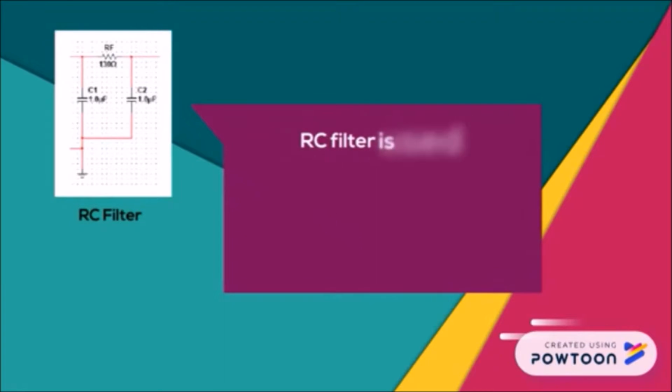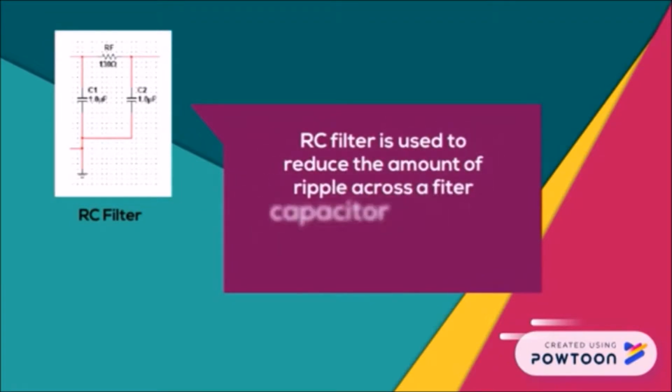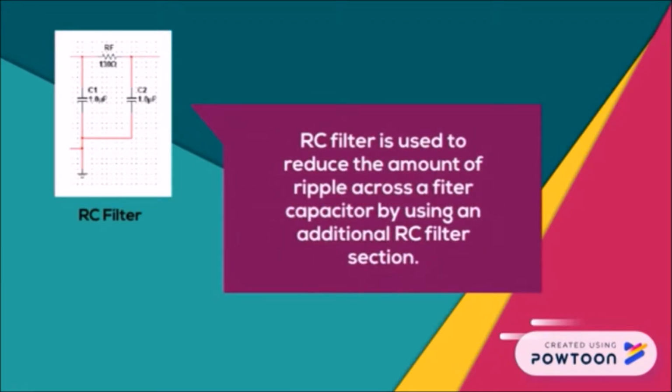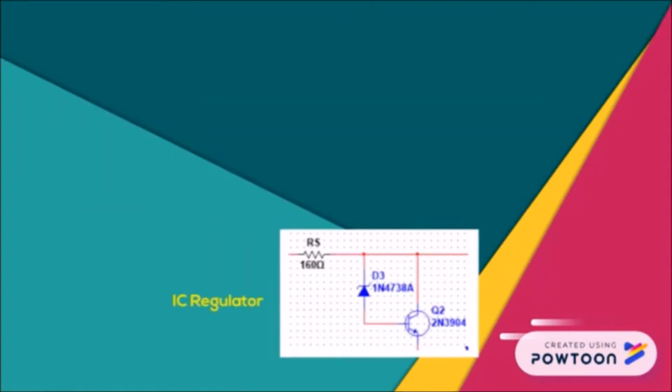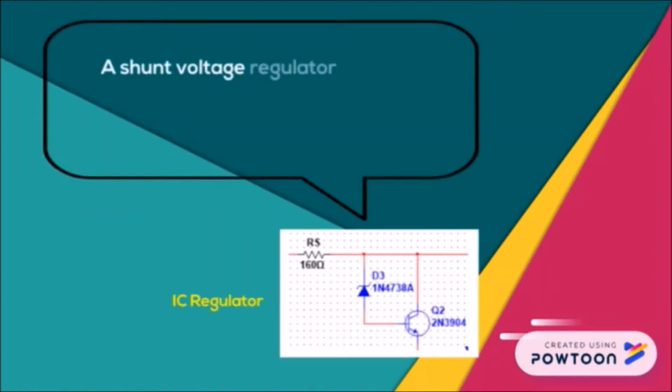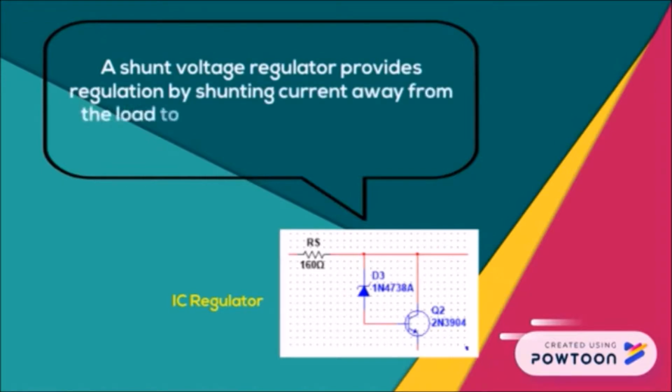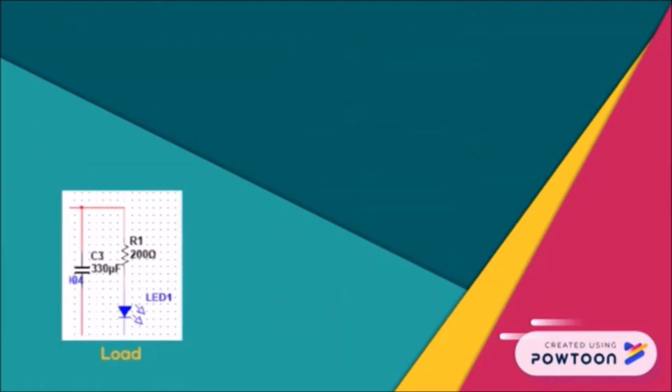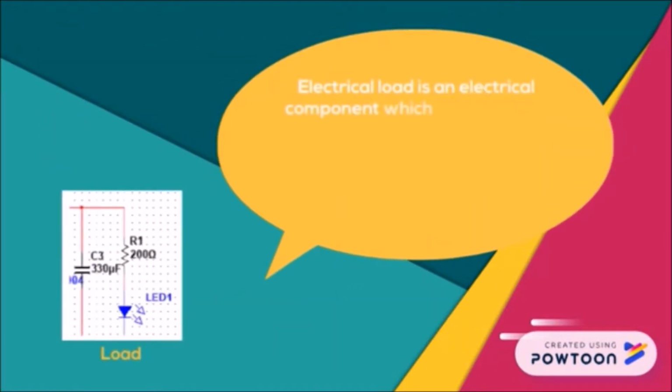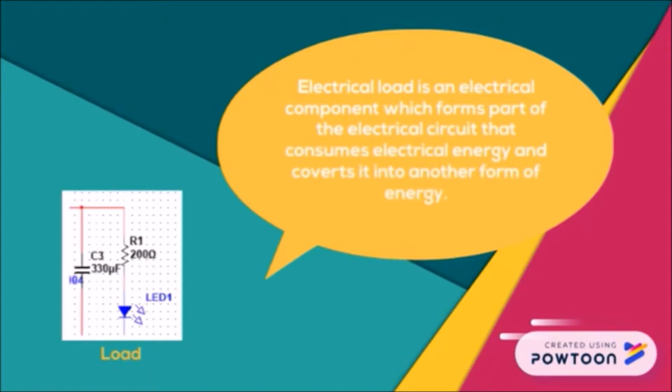An RC filter is used to reduce the amount of ripple across a filter capacitor by using an additional RC filter section. A shunt voltage regulator provides regulation by shunting current away from the load to regulate the output voltage. An electrical load is an electrical component which forms part of the electrical circuit that consumes electrical energy and converts it into another form of energy.